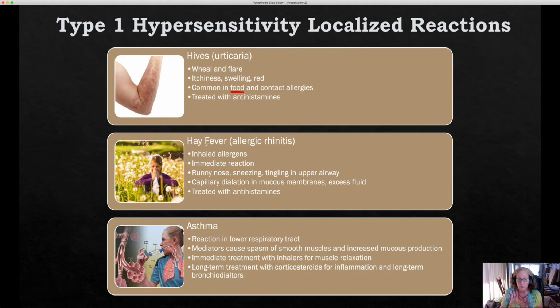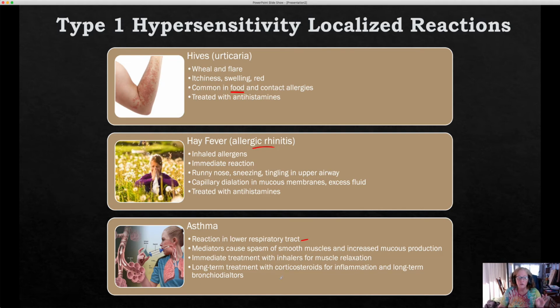I have a brother who is severely allergic to cats, and through an inhaled allergen he can almost become anaphylactic because his allergy is so strong. So he has a really strong asthma reaction. So in asthma, we go from an upper respiratory tract reaction, such as allergic rhinitis, to a lower respiratory tract type of reaction. Here, the mediators are, again, smooth muscle contraction and increase in mucus production.